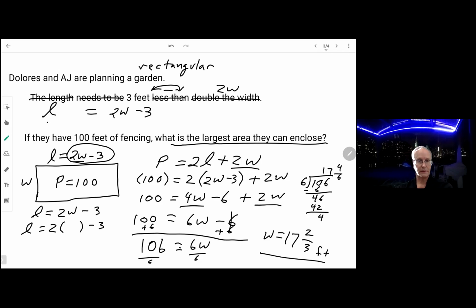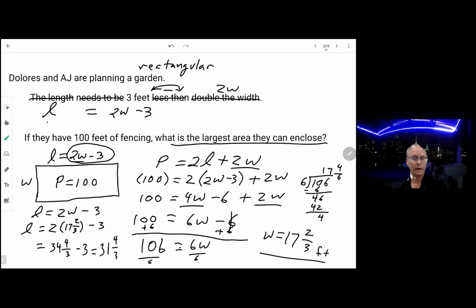Well, what is the width? 17 2/3 feet. A lot of people are going to want to change this to an improper fraction and then multiply by 2 and then subtract the 3. For me personally, I'm just going to do the following. It's a little different way to do this. I'm going to multiply it by 2, which gives me 34 4/3. I know it's 35 1/3, but I'm going to subtract 3 and I'm going to get 31 4/3. And then that gives you 32 1/3.